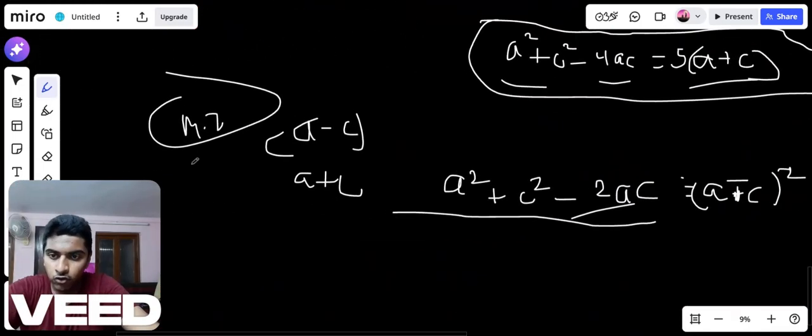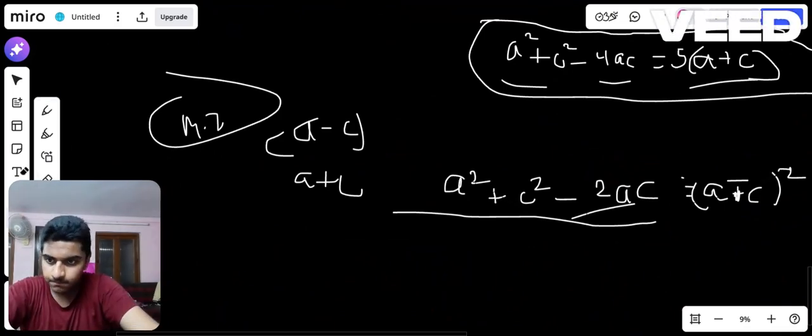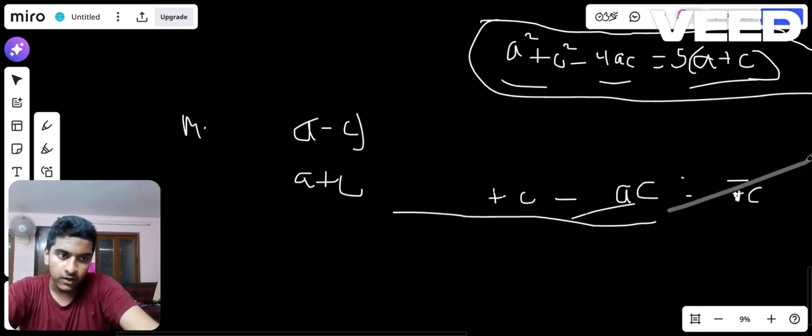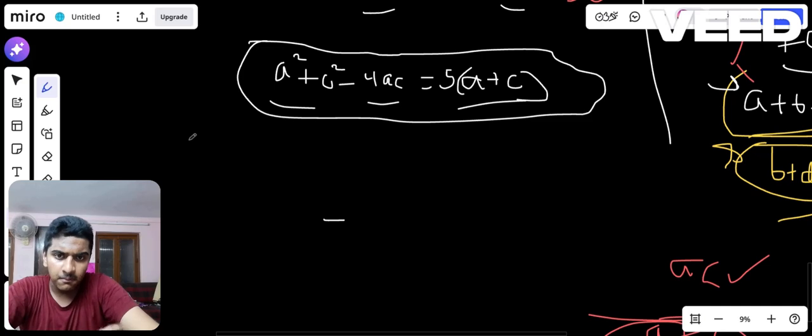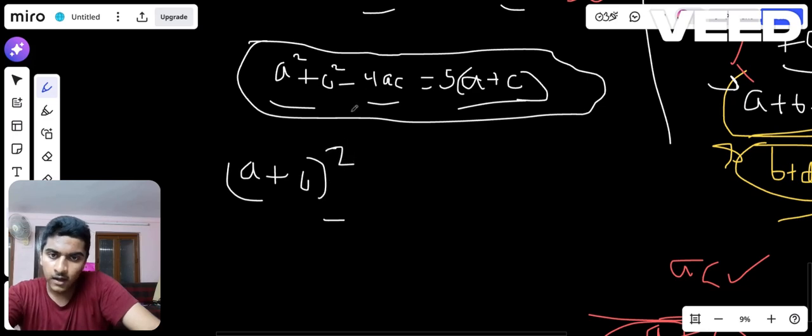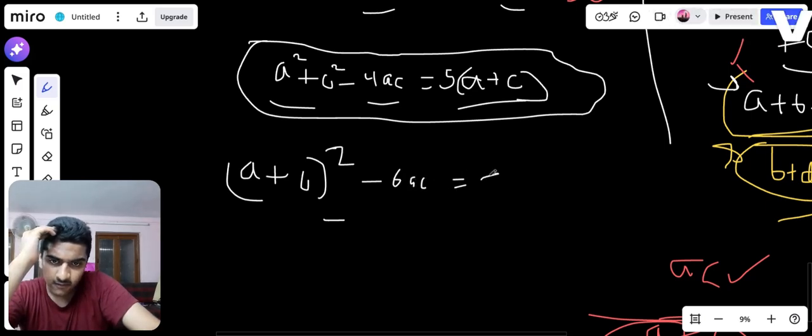So our first approach for this is that we will try to create a plus c whole square, right? Of course we have a square plus c square, so we need an extra 2ac term. So that would be a plus c whole square, and what would be this, minus 6ac, because we added the 2. So 6ac means what, 25 into 6, whatever it is, let's write 6ac equal to 5a plus c, right?